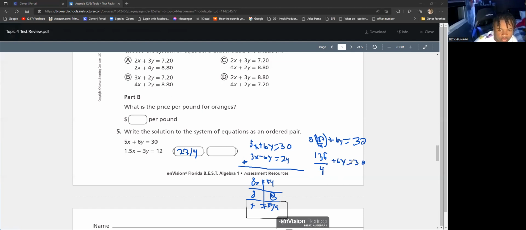Solve for y there. So subtract 6? No. Are we trying to get the y by itself? Yes. Do you want me to rewrite it? Yes. 6y equals something. 6y equals 30 plus that or minus that? Would it be plus 135 over 4 or minus 135 over 4?